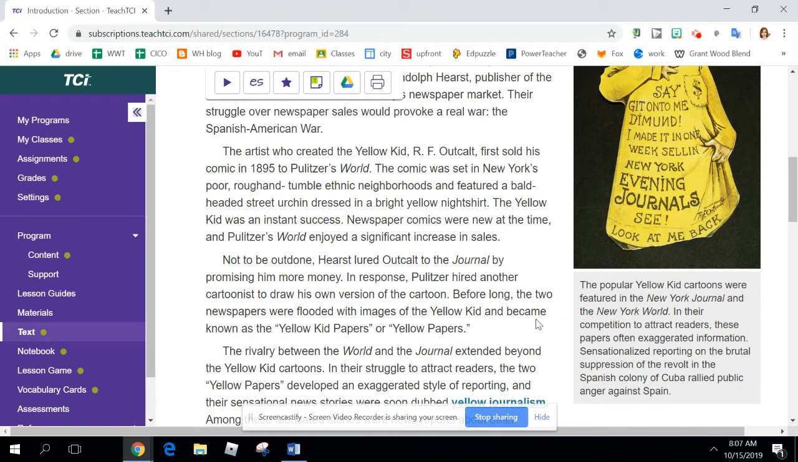The artist who first created the Yellow Kid was R.F. Outcault, who first sold his comic in 1895 to Pulitzer's World. The comic was set in New York's poor, rough-and-tumble ethnic neighborhoods and featured a bald-headed street urchin dressed in a bright yellow nightshirt. The Yellow Kid was an instant success. Newspaper comics were new at the time, and Pulitzer's World enjoyed a significant increase in sales.